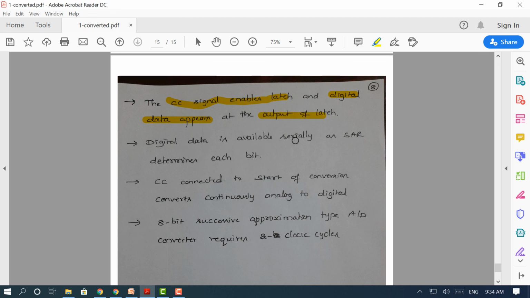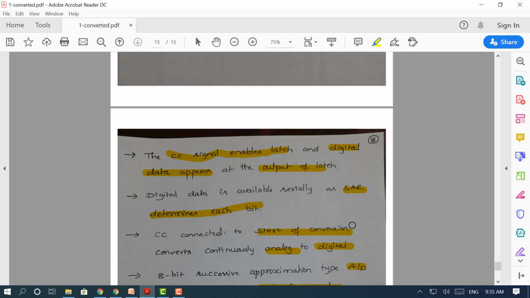Digital data is available serially also, as we have shown the serial output signal from the SAR. So that also gives the bit by bit digital output. CC can be connected to the start of conversion signal, which we have seen in the circuit. Once we connect CC to the start of conversion, the converter will continuously convert analog data to digital data. An 8-bit successive approximation type ADC requires at least 8 clock cycles to complete the analog to digital conversion.